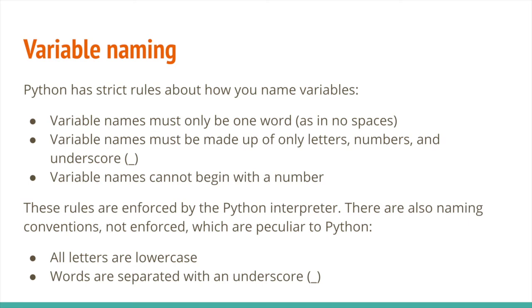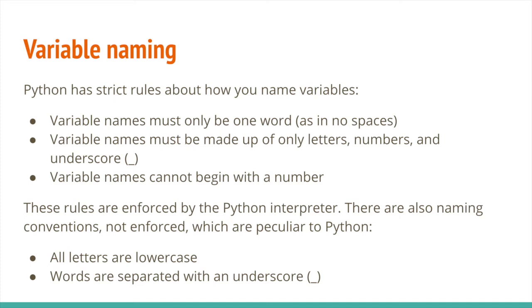Let's talk for a second about the name. There are strict rules for how we name variables in Python and in every programming language. The variable name must be only one word, so there are no spaces. So you notice that label counter had an underscore in it. It was not 2 words. Variable names must be made up of only letters, numbers, and the underscore. Variable names cannot begin with a number.